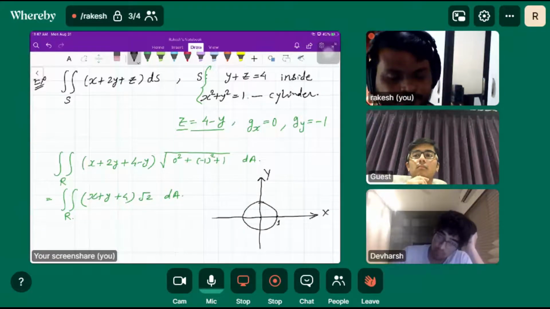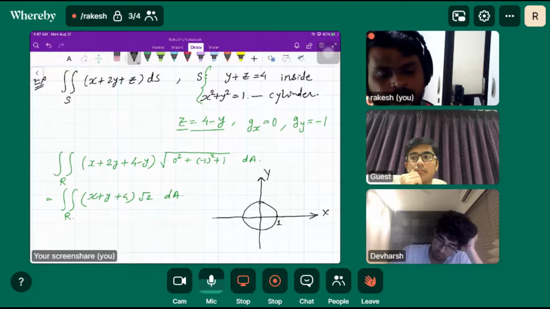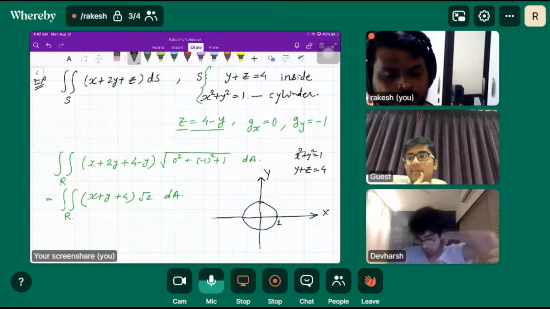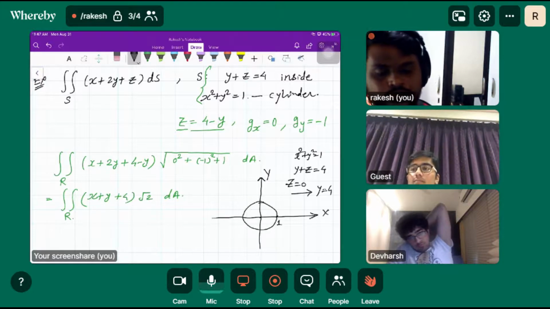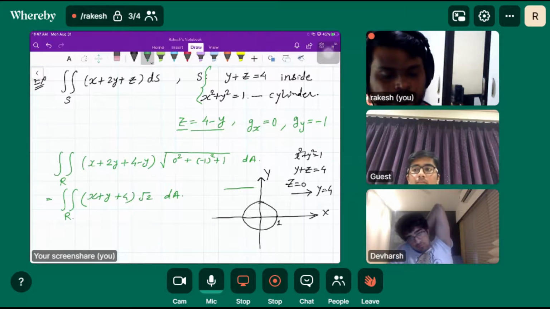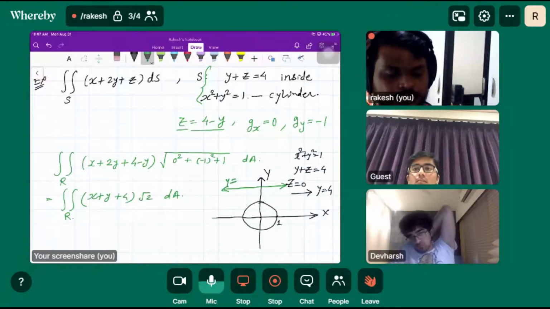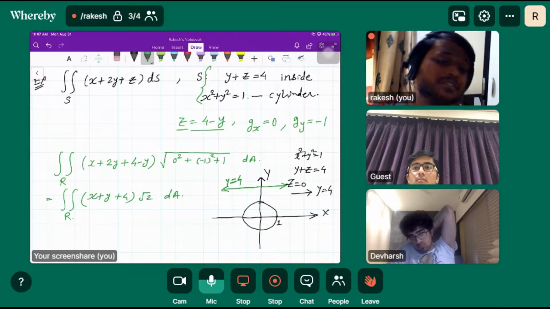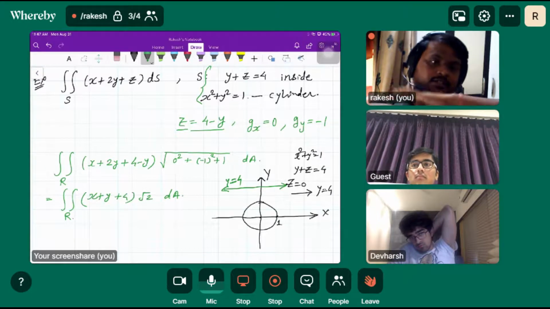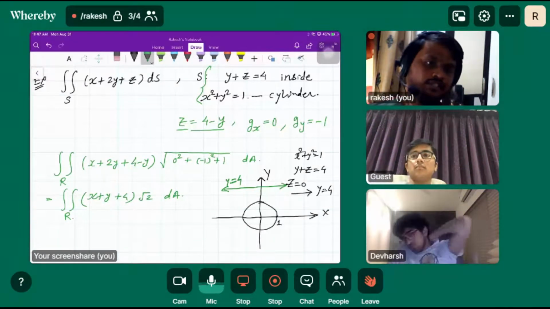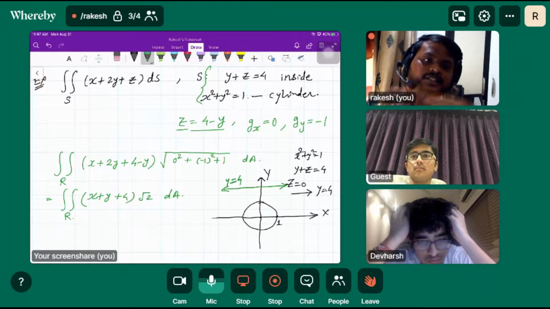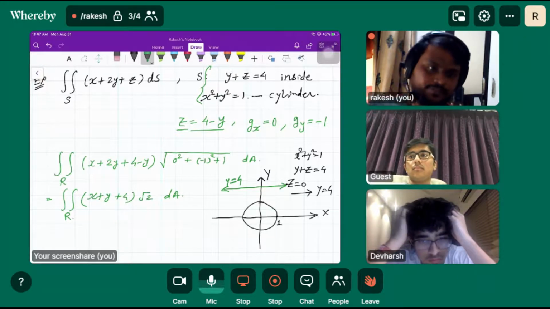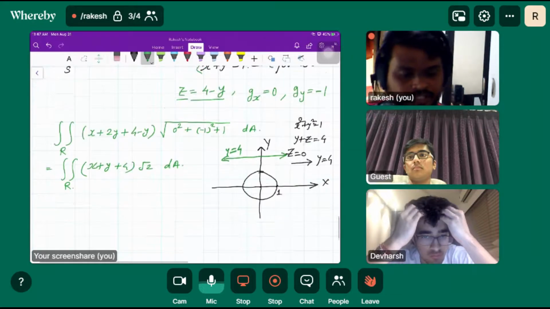And x square plus y square equals 1, and y plus z equals 4. We are on the xy plane, so we'll put z equal to 0. That gives y equal to 4. So where is y equal to 4? Somewhere here. So it is not basically a line on the xy plane, but it's like a plane. Are you getting that? Y plus z equals 4 is the plane that is not intersecting on the xy plane, but will definitely intersect in space, above the xy plane, right?